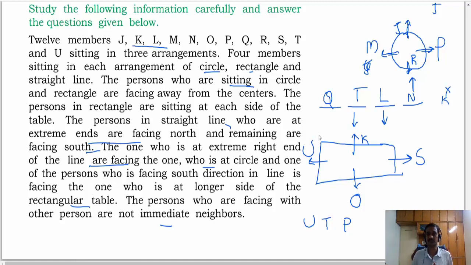These 12 persons are seated in these three diagrams. Okay. Now this is about question numbers 186 to 190. Now this is about paper number 46. Paper number 46. Okay.